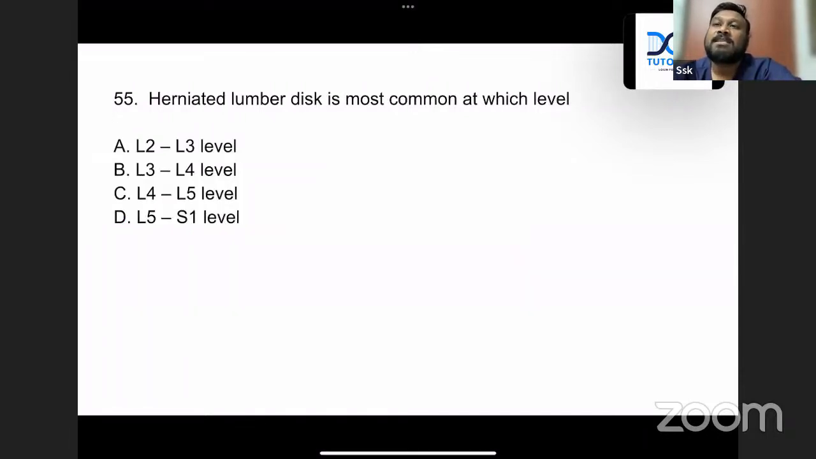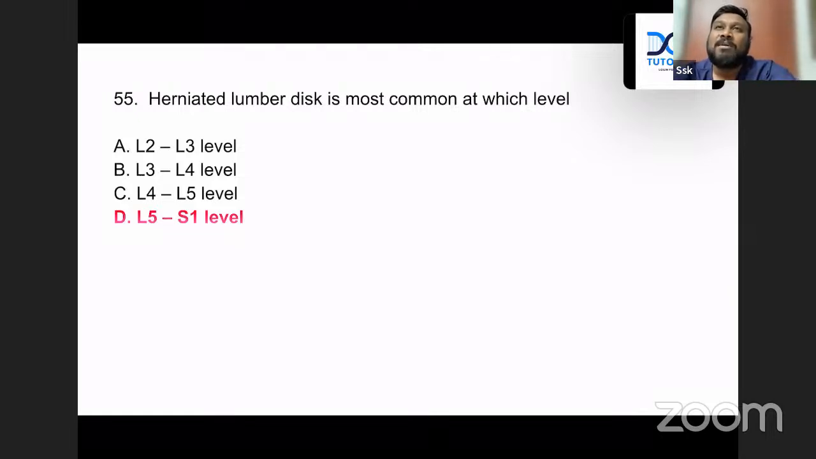So herniated lumbar disc is most common at which level? Statistically L4-L5, the L4-L5 and L5-S1 are very close, but some books tell you that L5-S1 is a very common level. So based on that, the answer is L5-S1, but statistically both L4-L5 and L5-S1 are very common levels for lumbar disc herniation. L5-S1 has a little bit of an edge. Why? Because it is a mobile spine, so it has a tendency to present with disc pathology more commonly.